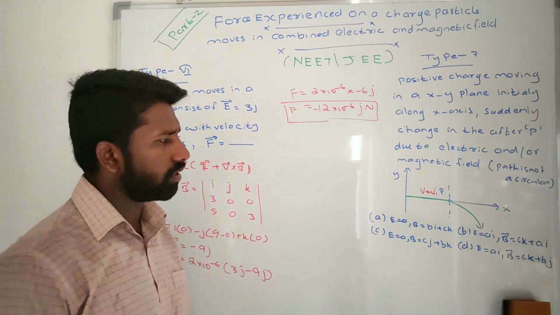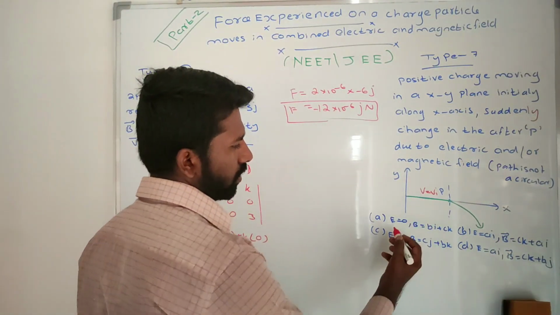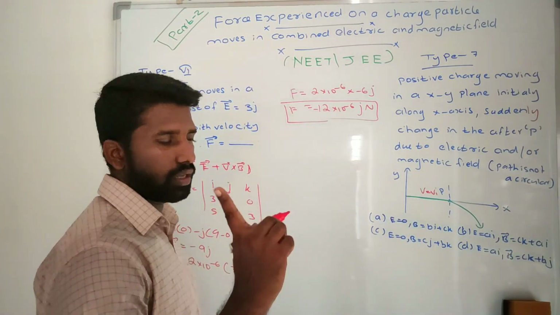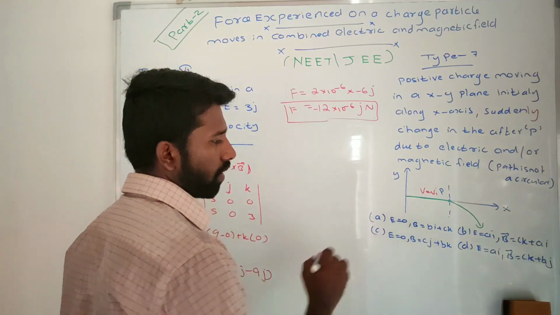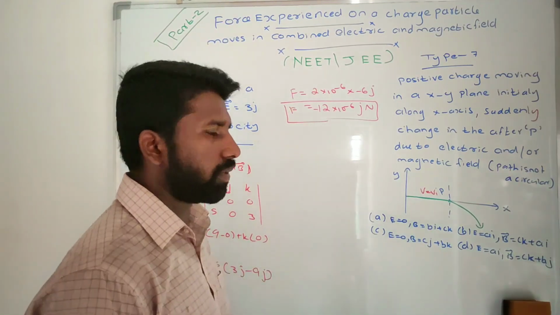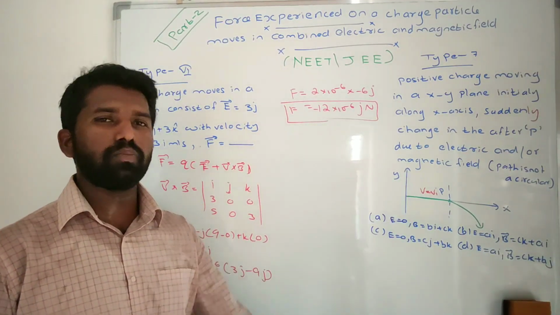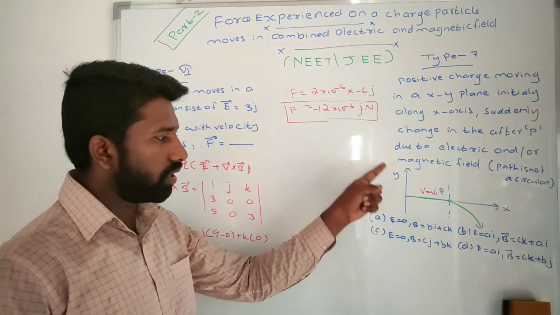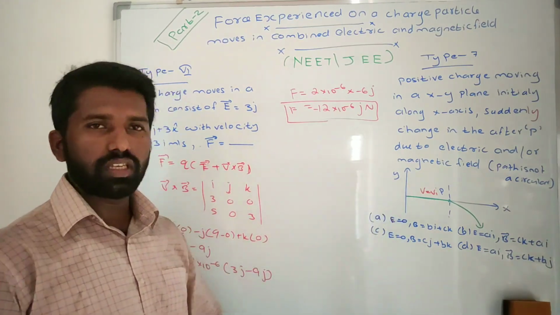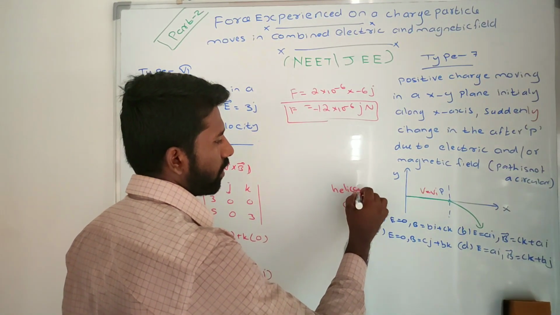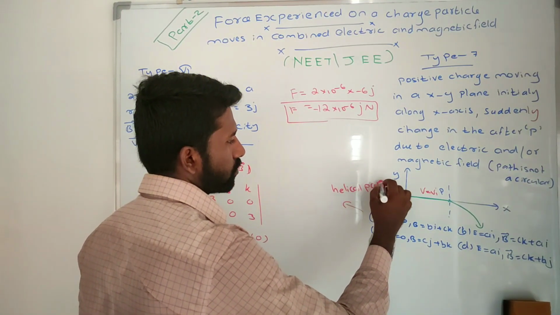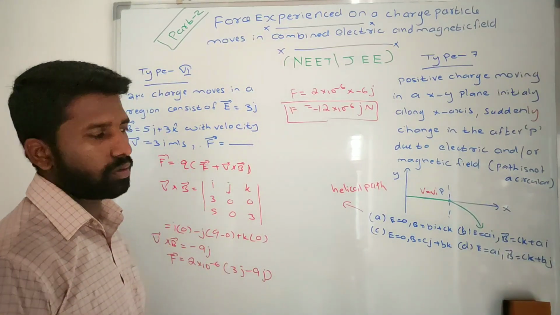So I am taking the first option. What about here? Electric field is 0, only the magnetic field. The charged particle is moving in the x-axis. The magnetic field is what? B j plus C k. That means the magnetic field is making an angle with the velocity. That means the charged particle moves in which path? Helical path. So this is not a helical path, so it is not possible.